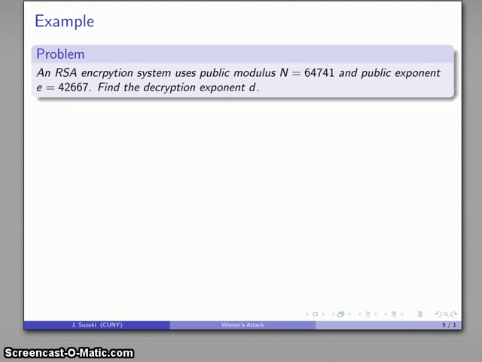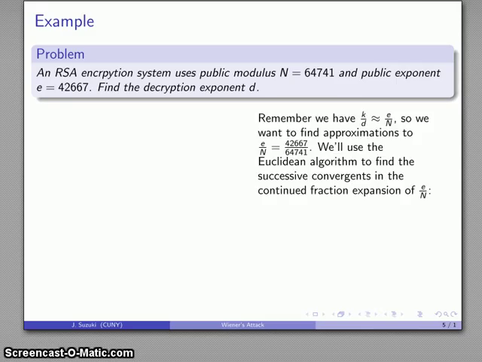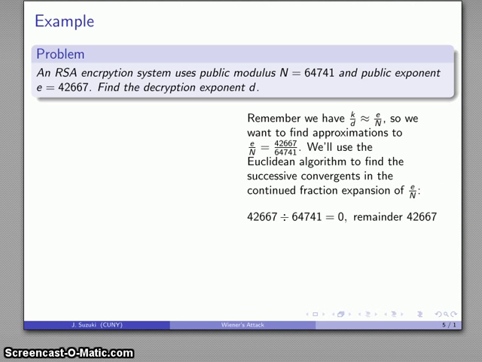So, for example, let's take an RSA encryption system, and we'll have public modulus 64741 and public exponent 42667. And let's see if we can find the decryption exponent. So, again, the idea is that our decryption exponent will be part of a rational approximation to E over N. So I want to find the rational approximations to E over N, and I'll use the Euclidean algorithm to find the successive convergents in the expansion of E over N.